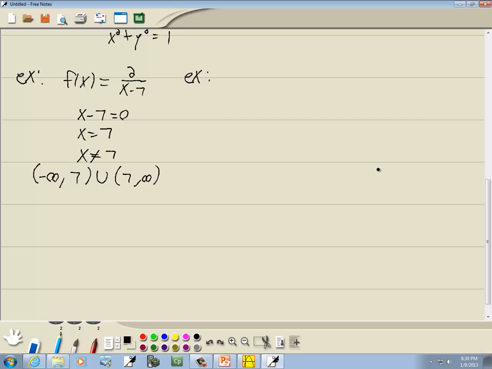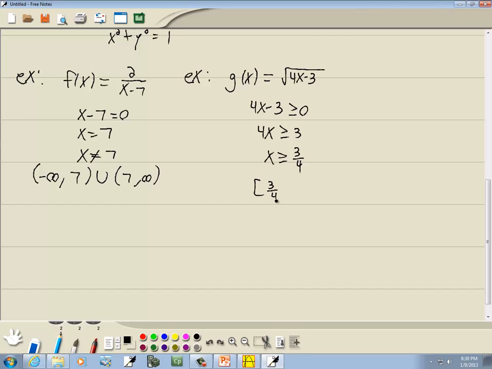Now, this next one, g of x. G of x is equal to the square root of 4x minus 3. When you have a radical with an even index, you can't have what's inside be negative. It can be 0, it can be positive. So we set whatever's inside the radical greater than or equal to 0, and then we solve it. So we've got 4x is greater than or equal to 3, or x is greater than or equal to 3/4. Interval notation wise, that would look like this: bracket on the 3/4, and then it goes to positive infinity.